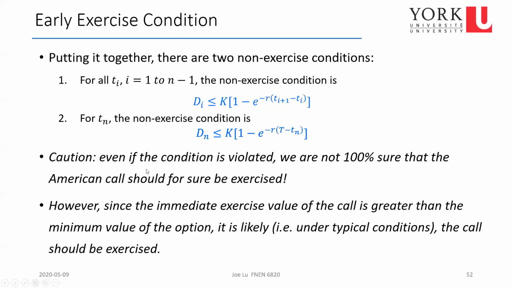And as I mentioned earlier, even if the condition is violated, we're not 100% sure, because we only know that the call value is greater than that minimum value, but that minimum value isn't really the value of the call itself. But if the condition is violated significantly, then chances are it's optimal to exercise much earlier than at maturity.